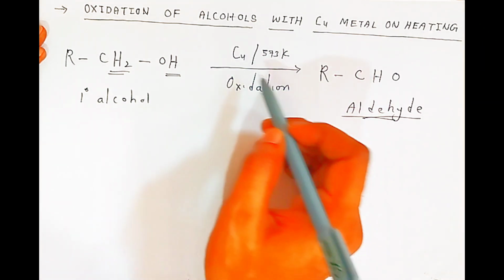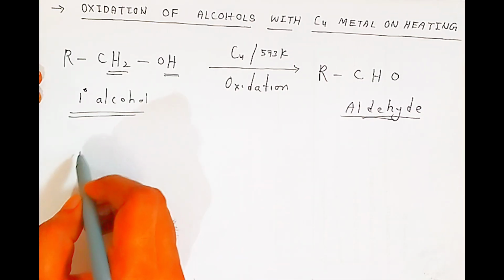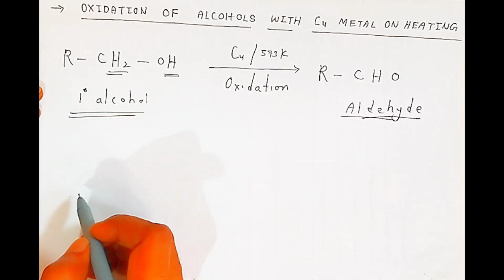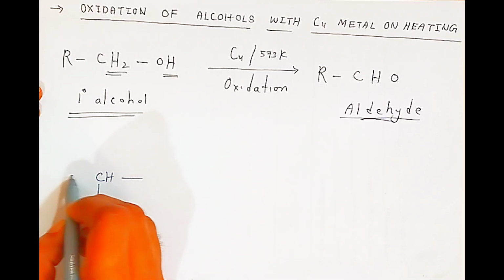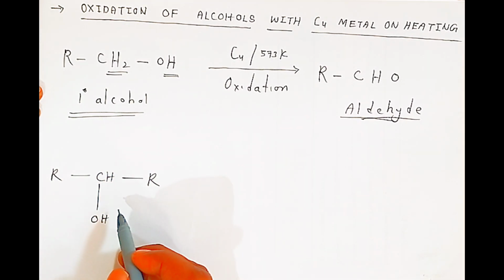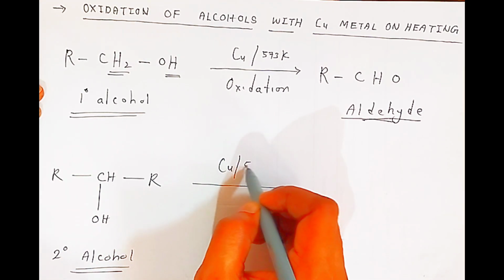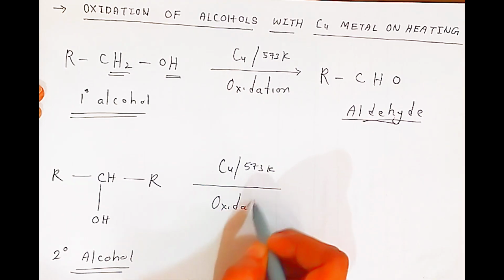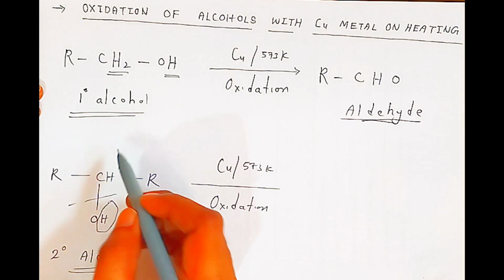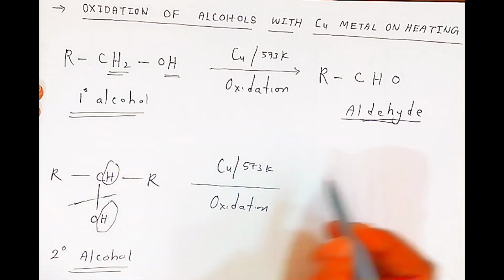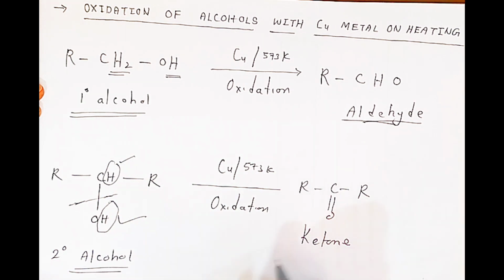In examinations, they may ask the action of copper on primary alcohols. The primary alcohols will always give you aldehyde. Now what happens, students, when OH is attached to the second degree carbon? If you are taking second degree alcohol, students, OH is attached to the carbon which is attached to 2 alkyl groups. This is second degree alcohol. Action of copper metal on second degree alcohol, copper and 573 Kelvin, the oxidation will take place. Now what happens, students? Here these two hydrogens will be eliminated, and there is a formation of ketone. Understanding? So there is a removal of these two hydrogens, and it will form the ketone.